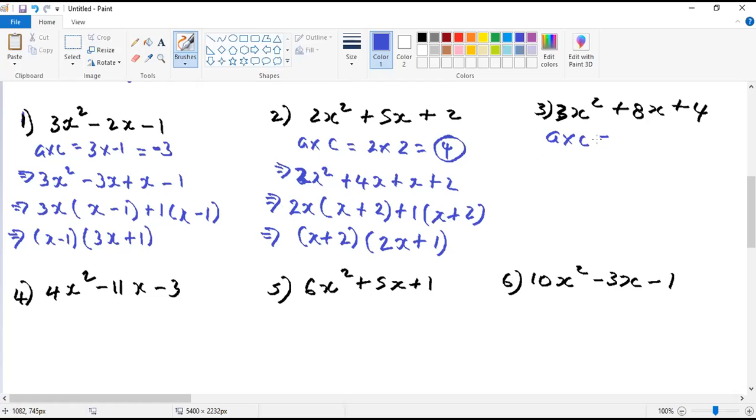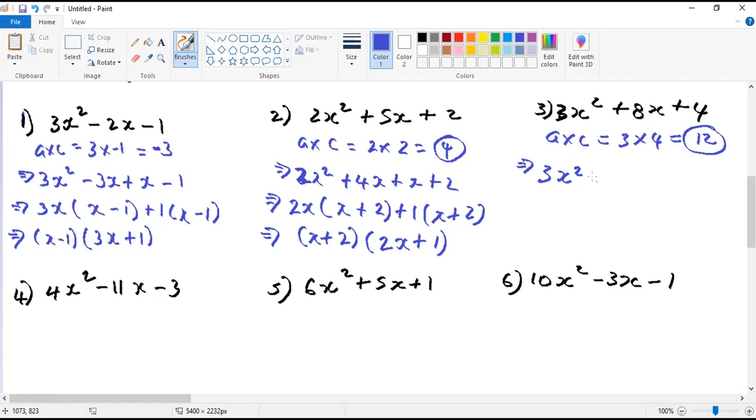All right. Come again. So a times c is what? 3 times 4, which is 12. So we're looking at 12. What numbers can we come up with? What factors such that when we add them we get 8? Come on, guys. 6 plus 2. So 6 times 2 is 12, and 6 plus 2 is 8. Yes. All right. So let us get to the question.